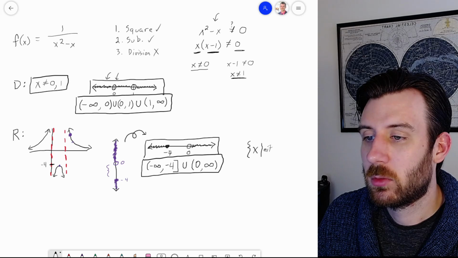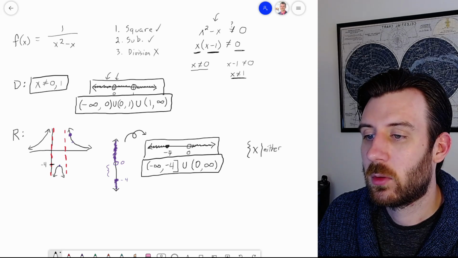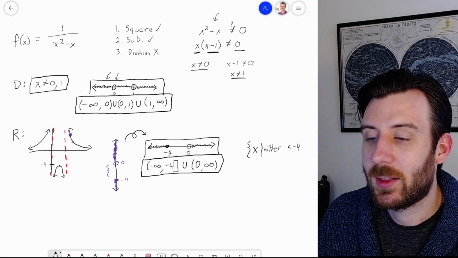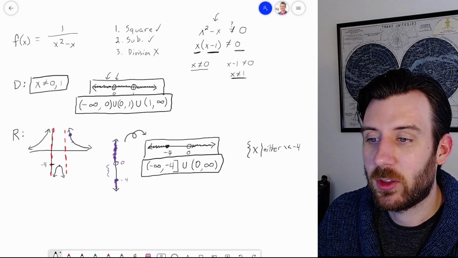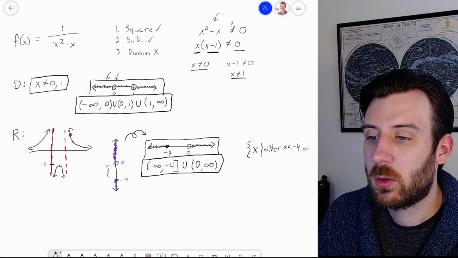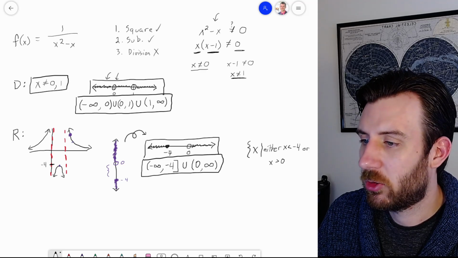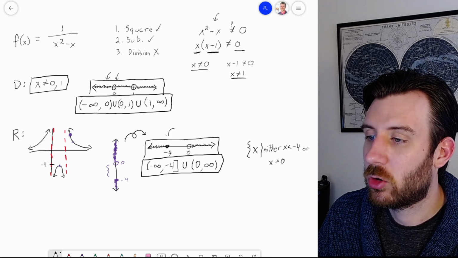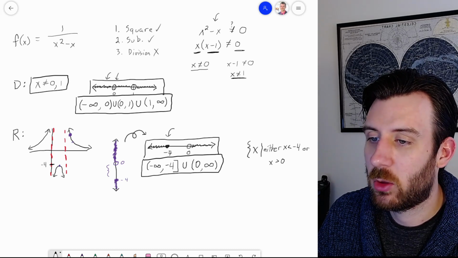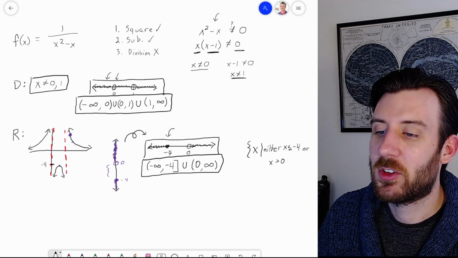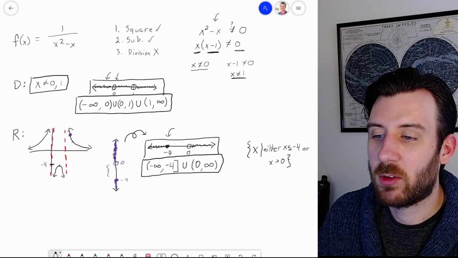Either less than -4, so let's put X less than -4, or X greater than 0. So let's double check. Did this all work? X is less than -4. Oh, check this out. It actually could be -4 as well. So to include it in our pile, we'll put in an equal sign to say it's less than or equal to -4, or it has to be bigger than 0, and we'll close that off.